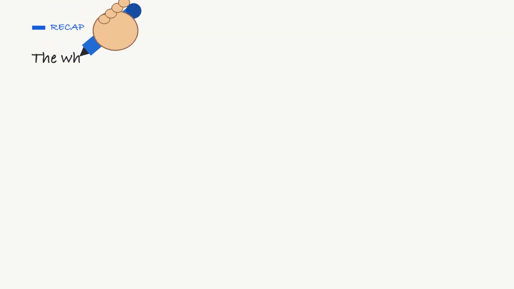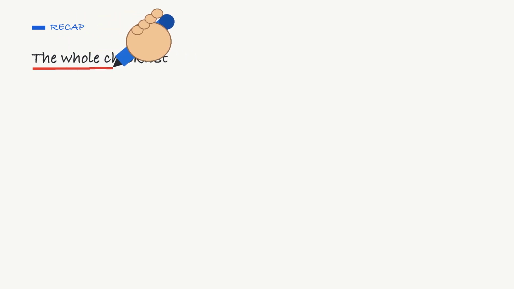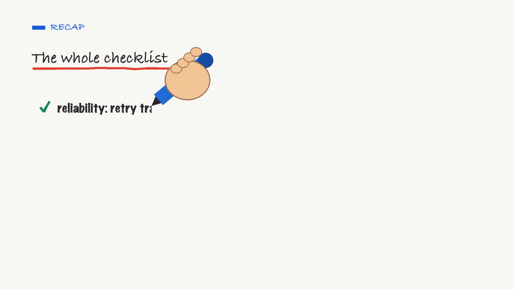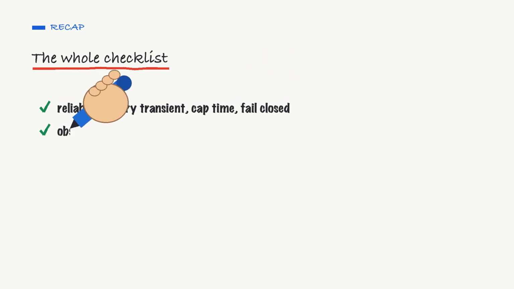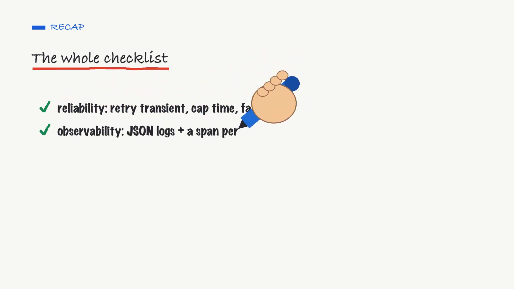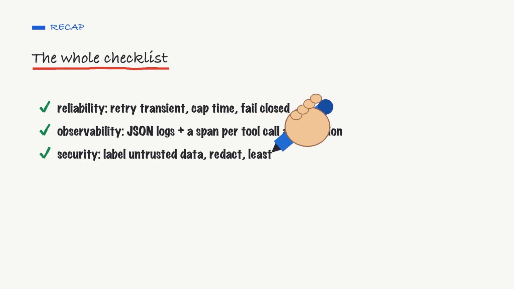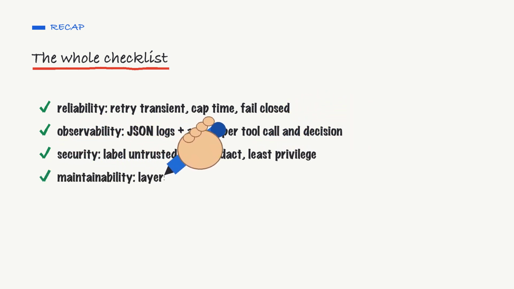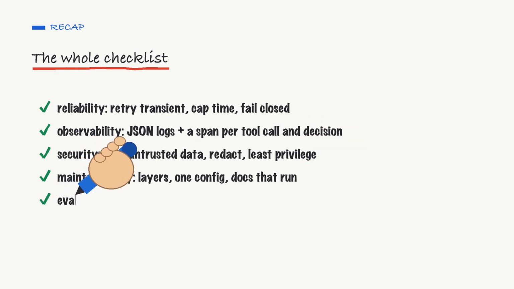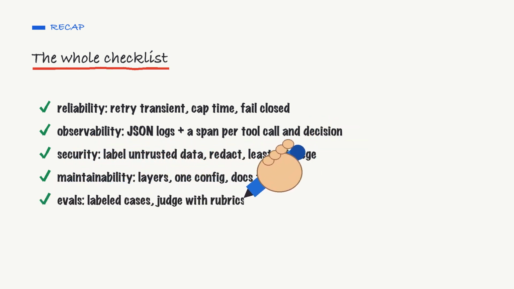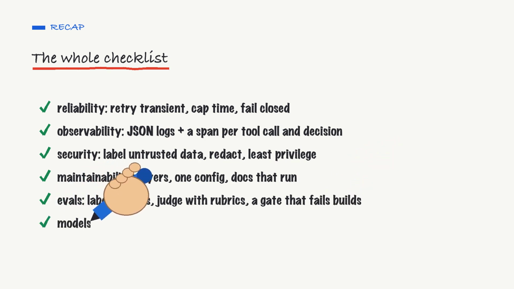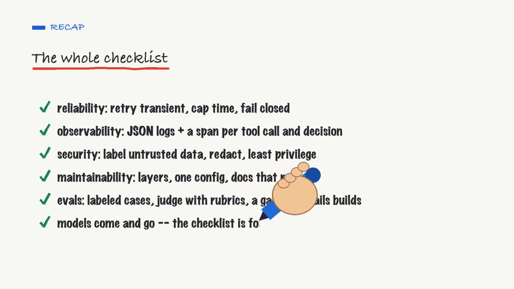The whole board, one last time. Reliability, retry the transient, cap the time, fail closed. Observability, structured logs, plus a span for every tool call and decision. Security, label untrusted data, redact before logging, least privilege everywhere. Maintainability, clean layers, one config, docs that run. And evaluations, the mandatory part, labeled cases, rubric judges, a gate that fails builds, and a report people read. Models come and go, the checklist is forever.